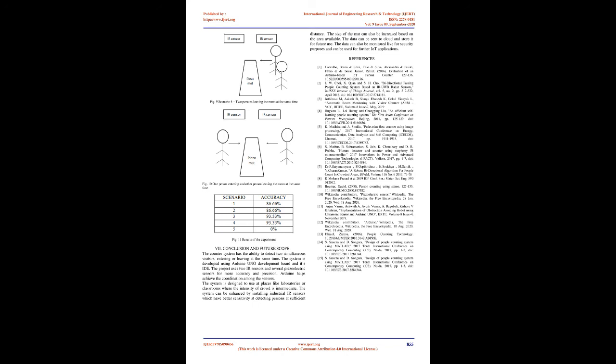The system can be enhanced by installing industrial IR sensors which have better sensitivity at detecting persons at sufficient distance. The size of the mat can also be increased based on the area available. The data can be sent to the cloud and stored for future use. The data can also be monitored live for security purposes and can be used for further IoT applications.